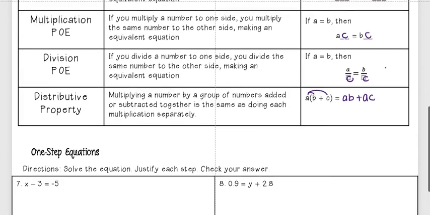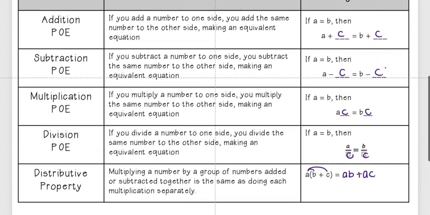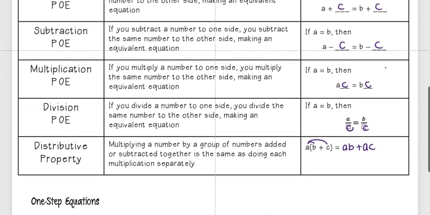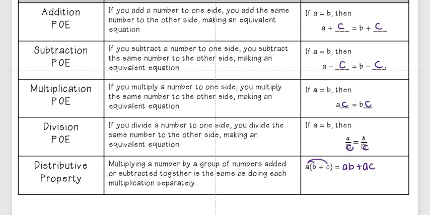So these properties are going to be important to remember for our next video, where we will be justifying our steps in solving an equation.